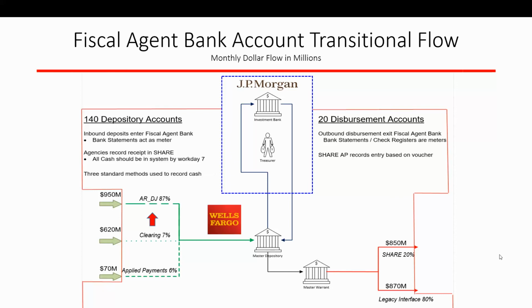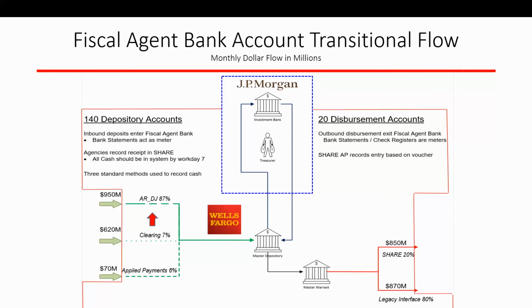The next topic I'd like to discuss is our banking structure. The chart that's in front of you right now is the fiscal agent bank account transactional flow diagram. If you participate in the state general fund investment pool, there are 140 different depository accounts. Each agency has been assigned its own depository account.